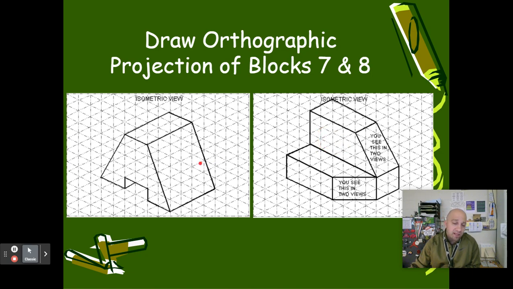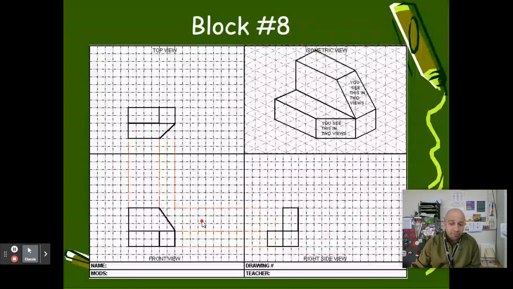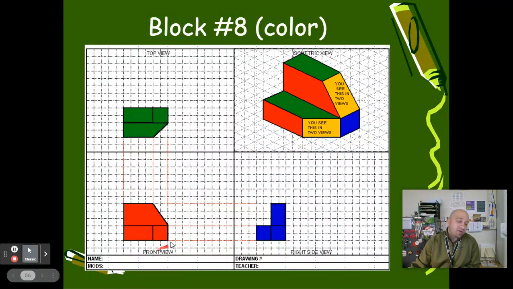Okay, let's take a look at what that's going to appear as. And here we have it. The red is illustrating the front view along with this yellowish color to show that that's seen in the front and also in the right side view. The green is going to be the top view.